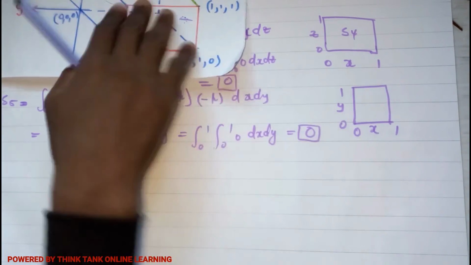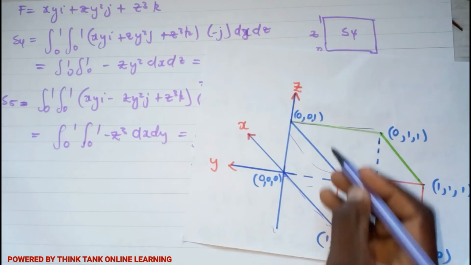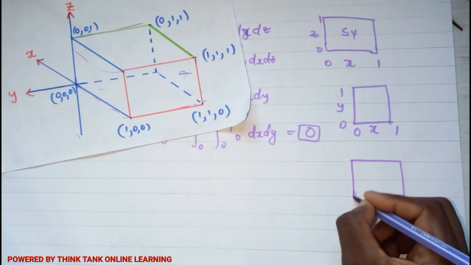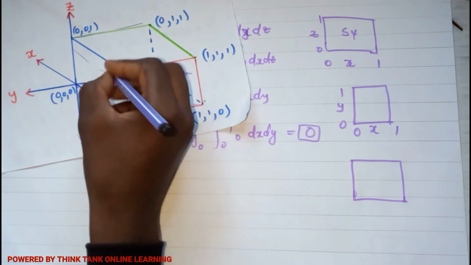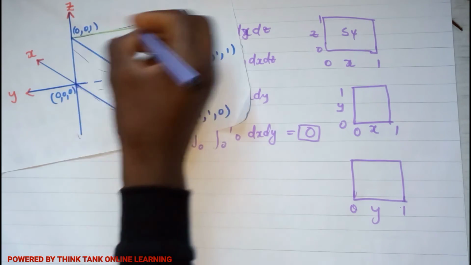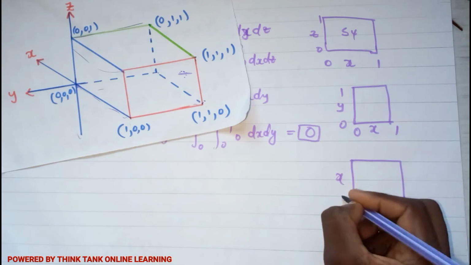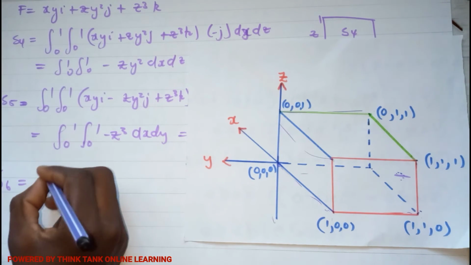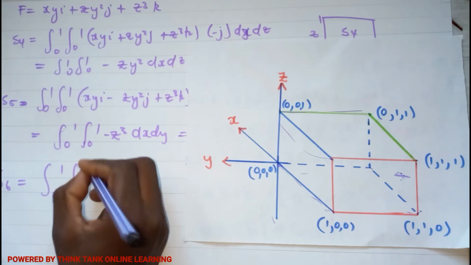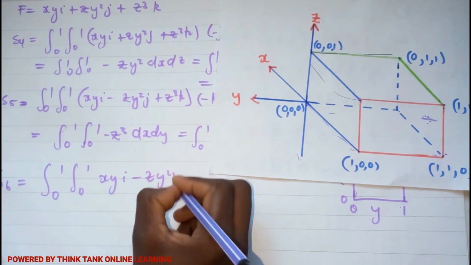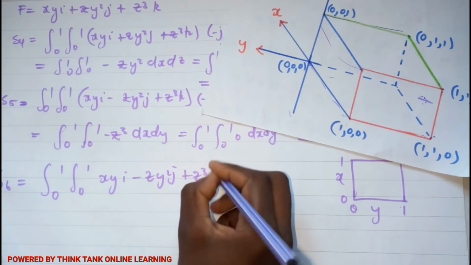Okay, now we're just left with the top surface, this one, green, red, blue. Let me draw it here. If you draw the top surface, we have y increasing from 0 to 1, then we have x increasing from 0 to 1. So what is the flux? Surface number 6, limits 0 to 1, 0 to 1, with our vector field xy i minus z y squared j plus z to the power 3 k.